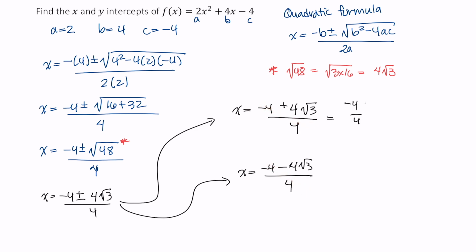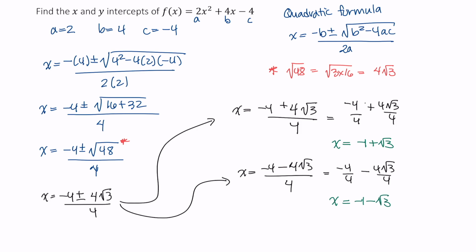So this is negative 4 over 4 plus 4 root 3 over 4. So that denominator goes under each of those values in the numerator separated by the plus sign. Similarly, I have negative 4 over 4 minus 4 root 3 over 4. So our first answer here is x is equal to negative 1 plus root 3, and our second answer here is x is equal to negative 1 minus root 3.